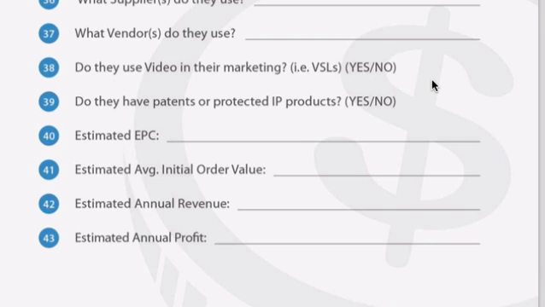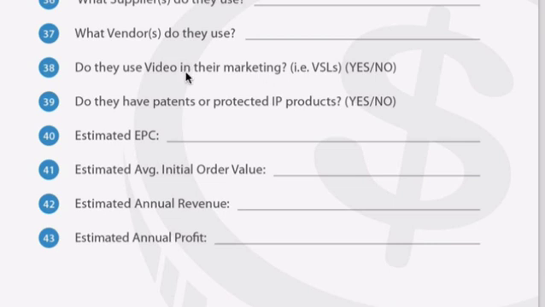Also, we want to know what vendors they use. Are they using Infusionsoft, LeadPages, Mixpanel for analytics? Are they using Kissmetrics for analytics? Typically we can look at their source code on their pages and figure out these things. Are they using Kajabi? Are they using ClickBank? What vendors do they use? All of these things are important considerations.